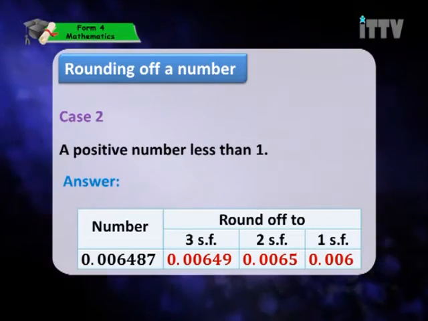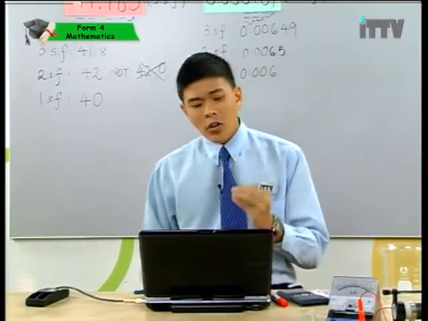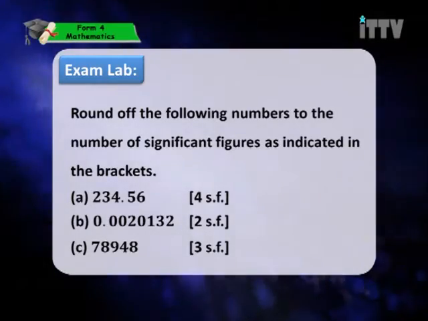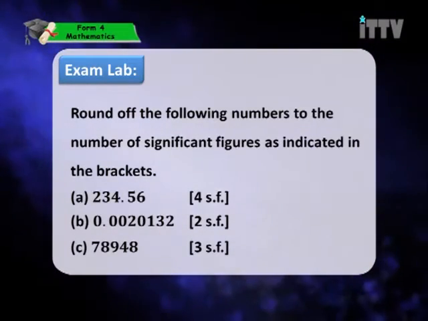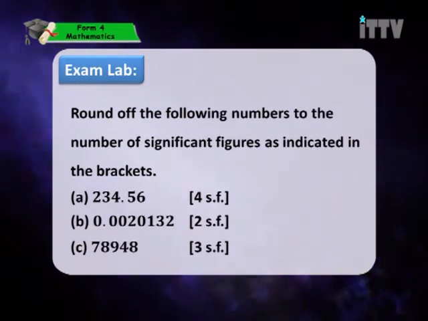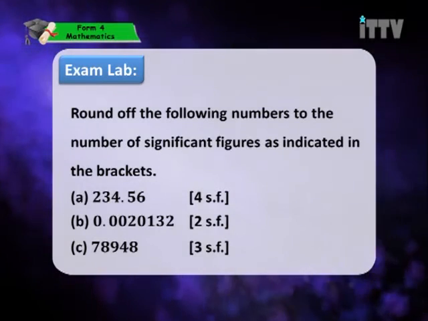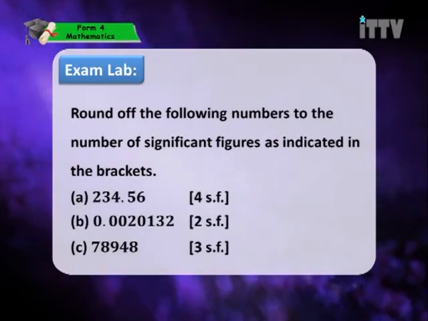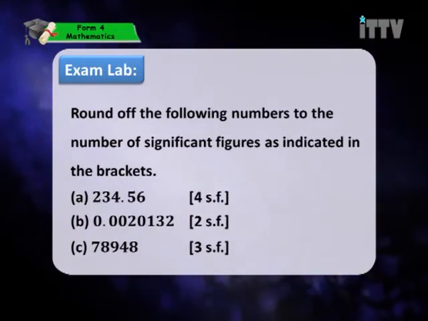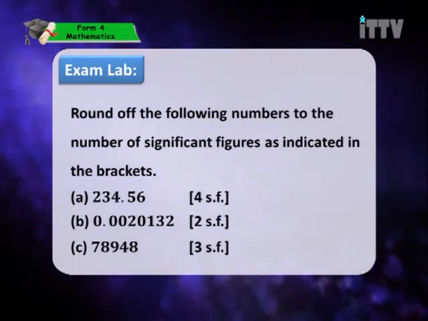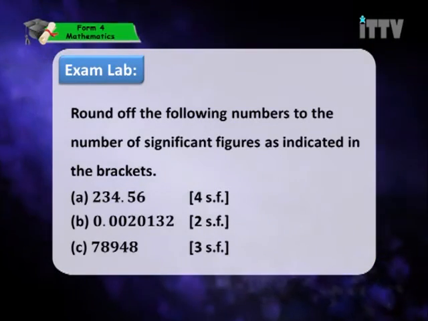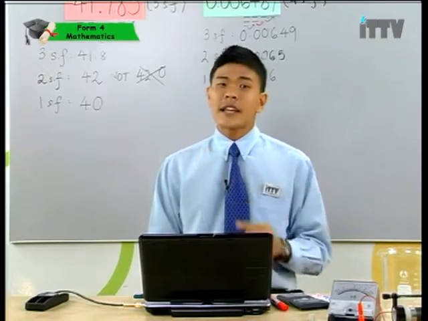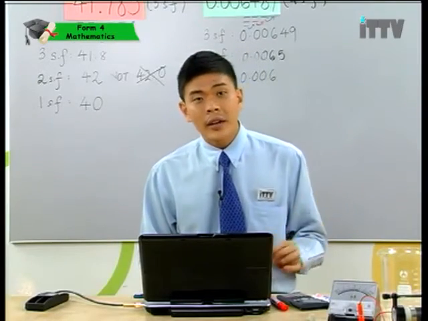Alright, now, why don't you try some by yourself? Okay, look at the instruction. Round off the following numbers to the number of significant figures as indicated in the brackets. Alright, so when given any number, that original number has a certain amount of significant figures. The number in the bracket shows you how many significant figures you must round off that particular number to, using the techniques that we learned in case 1 or case 2.